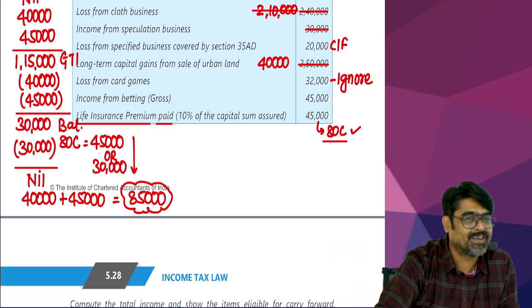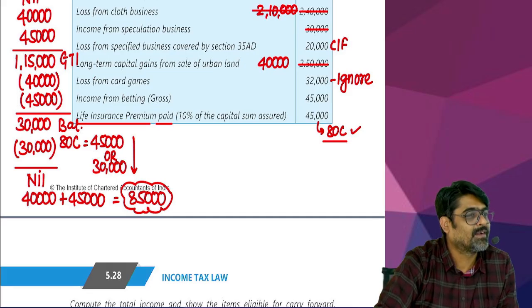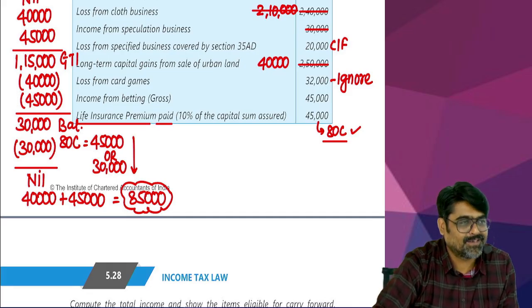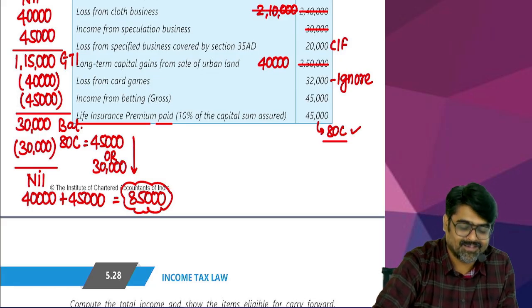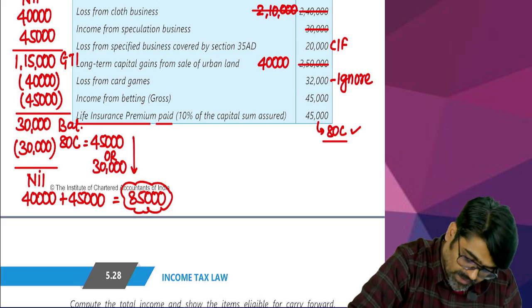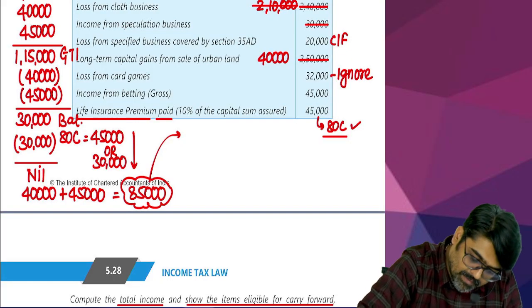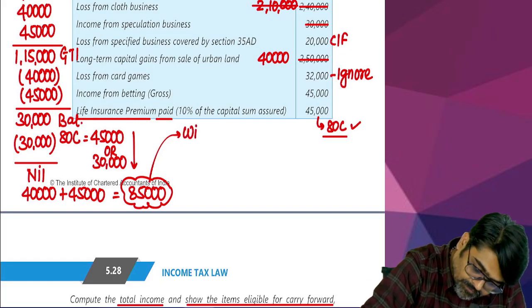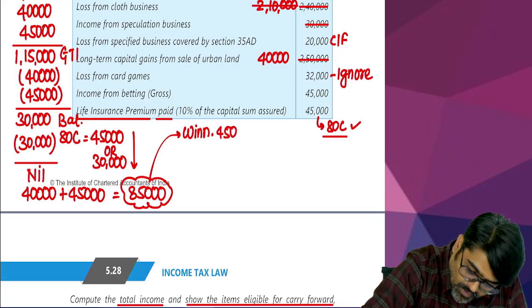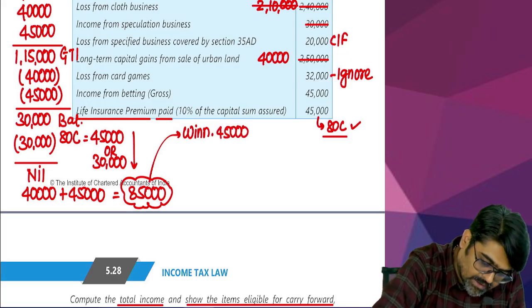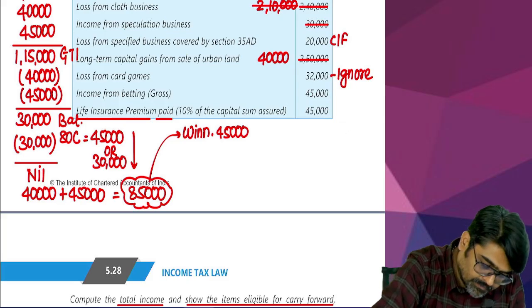Just imagine. Now, wait. Guys, can you calculate the tax liability? Nil, say nil. Say no, please. On 85,000, will you calculate your tax? So, wait, out of 85, tell me, how much is your winnings? 45,000. Guys, please pay attention here. Important thing I am doing.